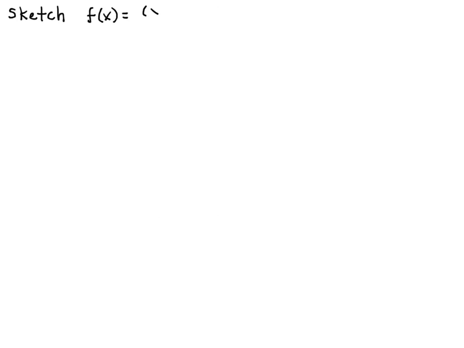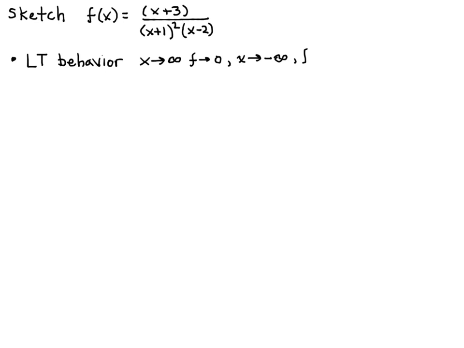Okay. So another example here. We have x plus 3 over x squared plus 1 squared x minus 2. So let's look at the long-term behavior. The degree in the denominator is larger than the degree in the numerator. So for my long-term behavior, I know that as x goes to infinity, I'm going to go to 0, and as x goes to negative infinity, I'm going to go to 0 as well. So that's what the higher degree tells you, your long-term behavior. In other words, your horizontal asymptote is y equals 0.